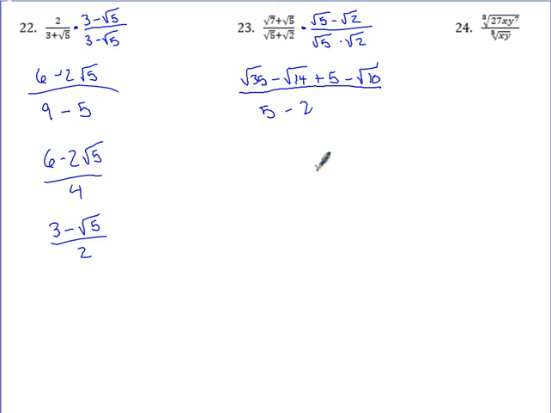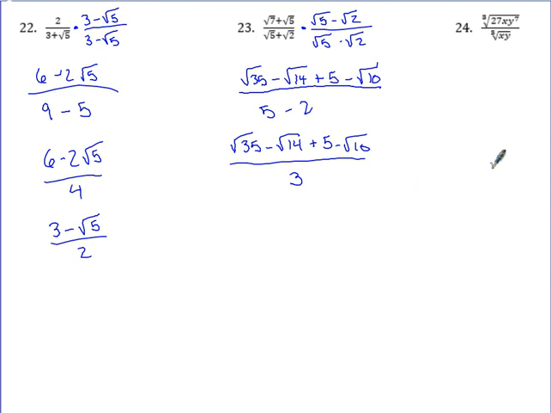Okay, then we would have to see if there's anything we could simplify on the top. So 35 is 7 times 5, and those numbers are prime, so I can't simplify that. 14 is 7 times 2, there's no pairs there, and 10 is 5 times 2, there's no pairs there. So everything on the top is going to stay exactly like it is. And then on the bottom, I'm just going to do 5 minus 2, which is 3.